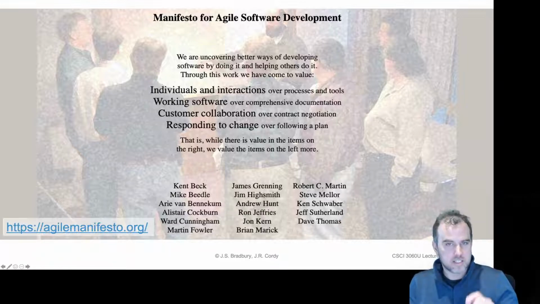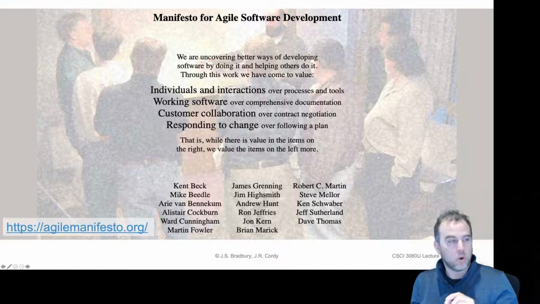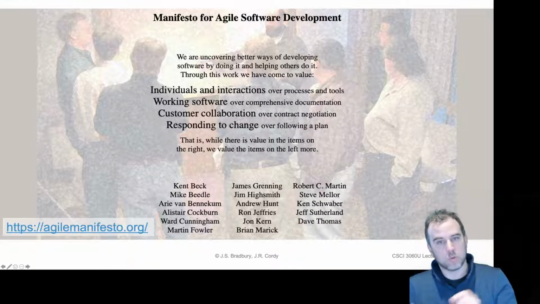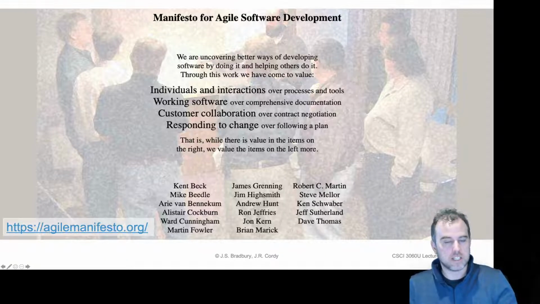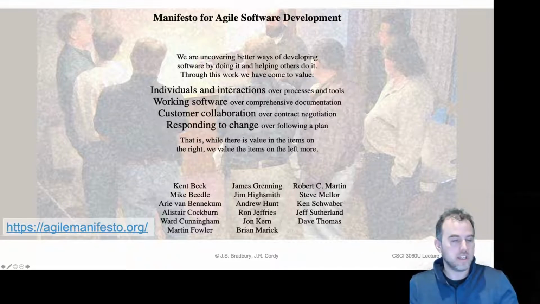And they said, we have come to value these things in software development: individuals and interactions over processes and tools; working software over comprehensive documentation; customer collaboration over contract negotiation; responding to change over following a very heavyweight plan.